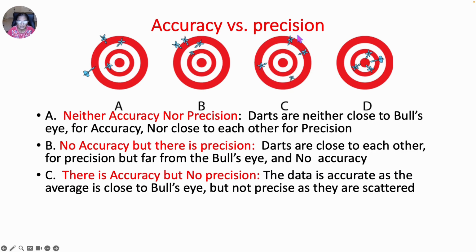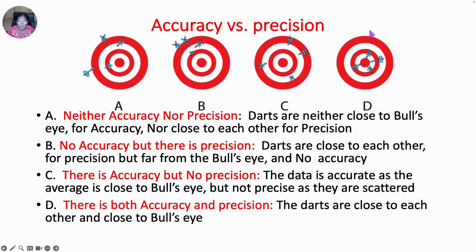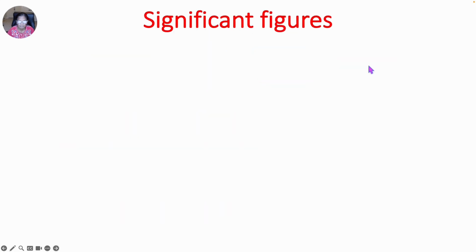But if you take the mean, the value is close to the bullseye, that is the true value. So it is accurate. But the results are all scattered, therefore it is not precise. Now the last wheel, D. Here the values are all very close to each other, so they are precise and at the same time they are also close to the true value, so they are accurate. So this is the best scientific measurement that one can have.